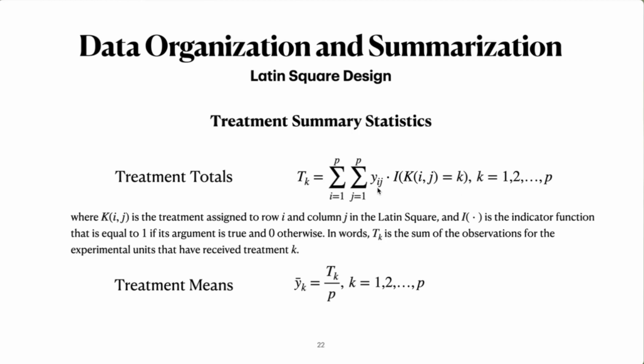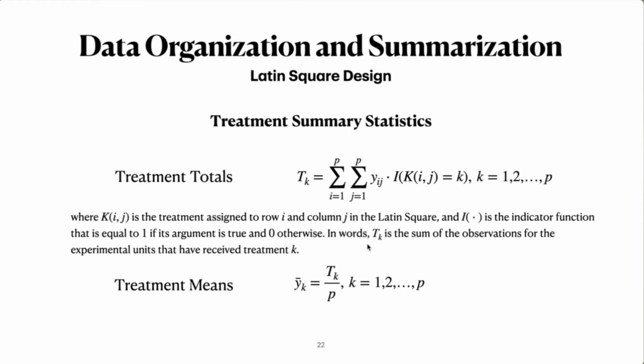It will be Y sub ij if the treatment in that cell was in fact the kth treatment, and it will be 0 otherwise. This is just a convenient mathematical way, although a little bit cumbersome to look at, to add up only those observations that received treatment K in the experiment. That's why that gives us the total of the observations for the experimental units that received treatment K.